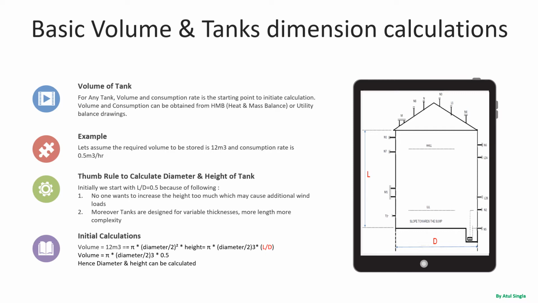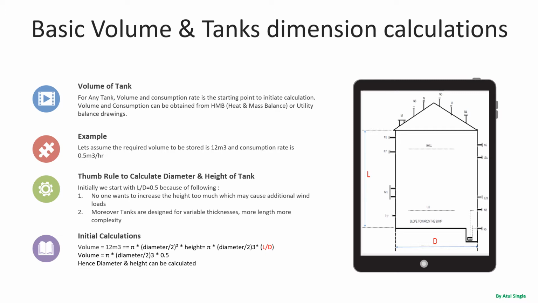So for calculating the dimensions of any tank, we need to understand the volume and consumption rate. This is really very important, and from where are we going to get these two values? We are going to get them from heat and mass balance or utility balance diagram drawings. These are drawings developed at a very initial stage of the project, from where we will get these two values, volume and consumption rate, right? How much we are going to store, and how much should be the consumption rate, the flow rates.